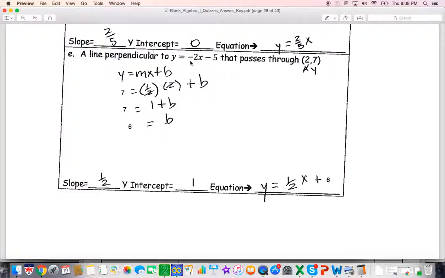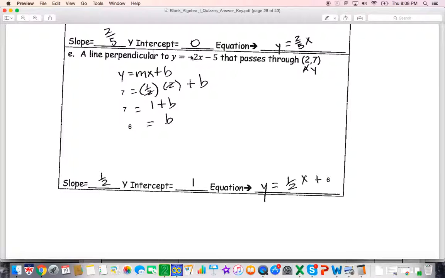We must change the sign, so now it changes from negative to positive, and we should also do the reciprocal, or flip the fraction. So now the slope of our new line is positive 1 over 2. Once we've figured out the slope of the perpendicular line, we no longer need this equation. Everything else here is irrelevant to us.